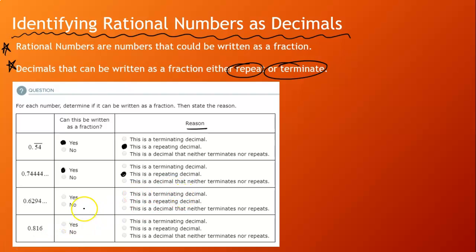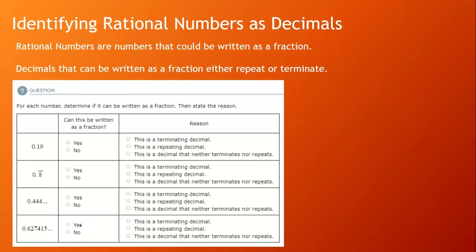Is this a terminating decimal? No. The 3 dots tell me it keeps going. Is it repeating? No, there's no pattern. This is a decimal that neither terminates nor repeats, so we would say no to that one. For this one, is this a terminating decimal? Yes, the 3 dots don't continue to go on forever, so we would say yes, that can be written as a fraction. Would you please pause the video and try this one on your own, and then we'll go over it together.